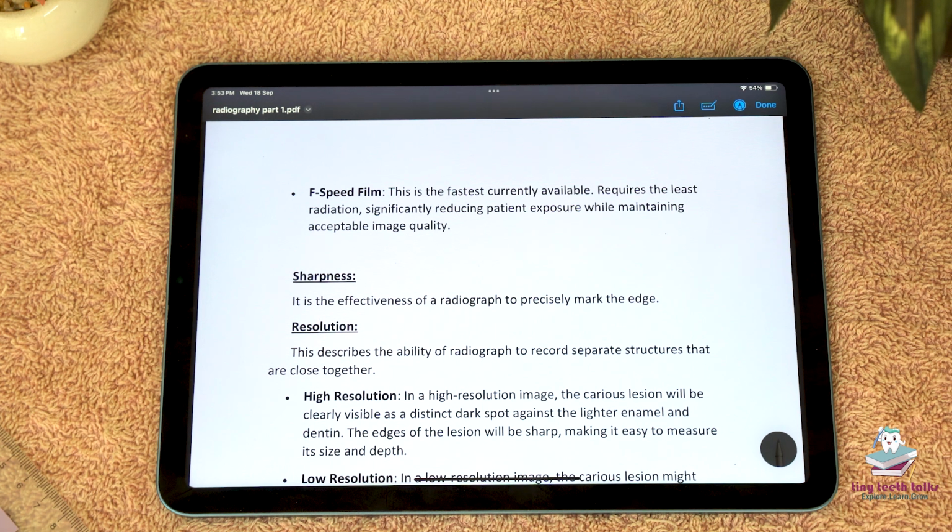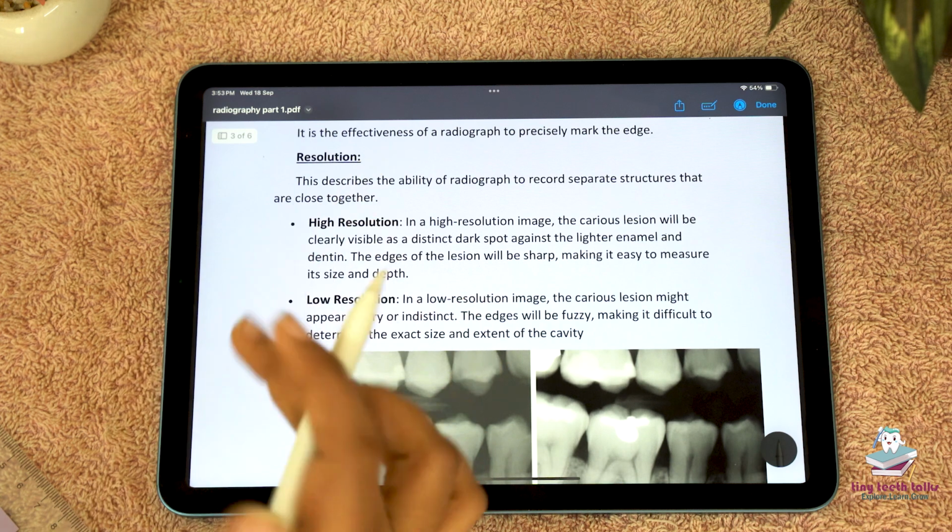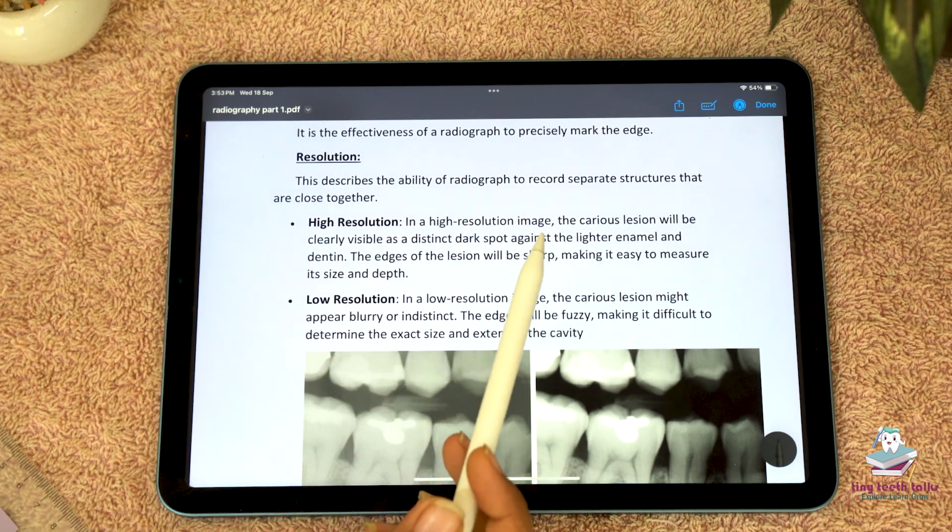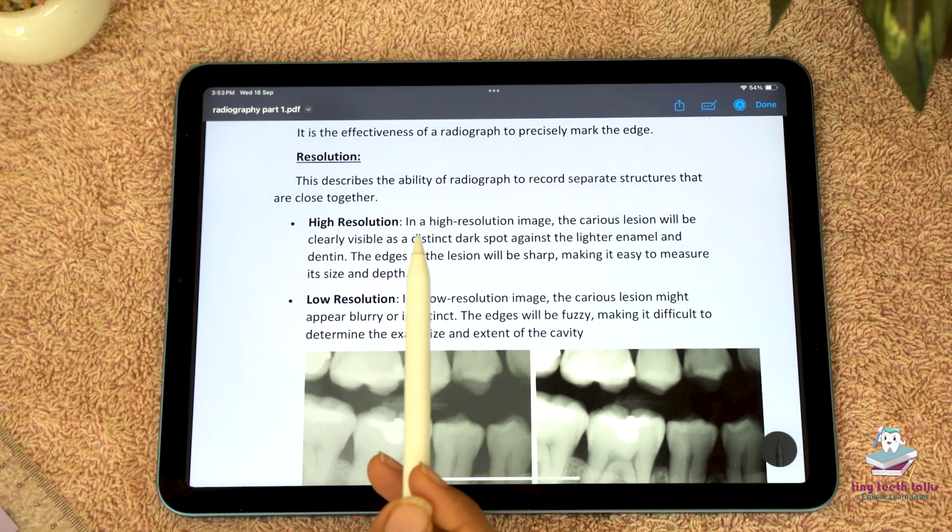Then the sharpness, it is the effectiveness of a radiograph to precisely mark the edge. Basically it shows the clear edges, and also there are many factors affecting the sharpness of the radiograph. Then resolution, this describes the ability of a radiograph to record separate structures that are close together.